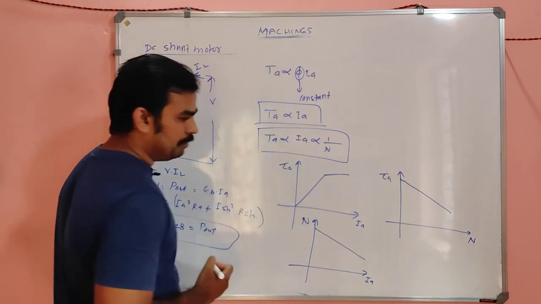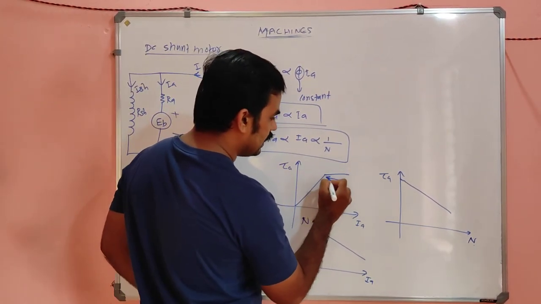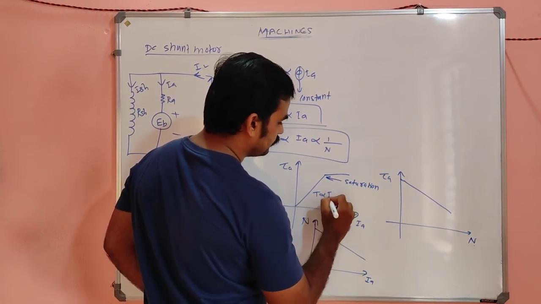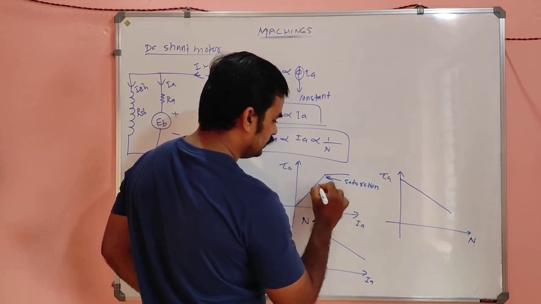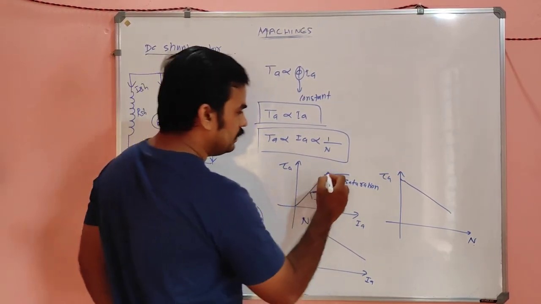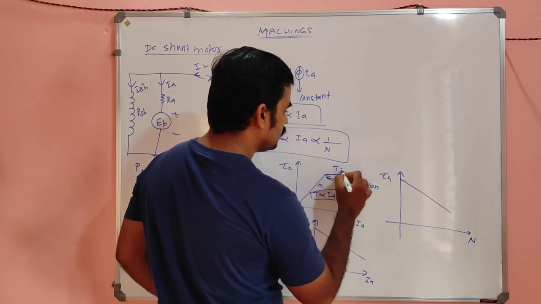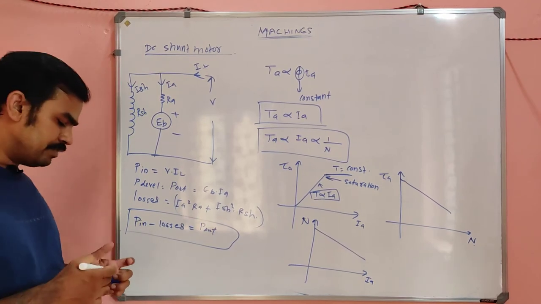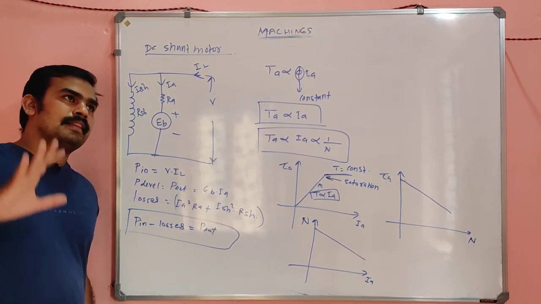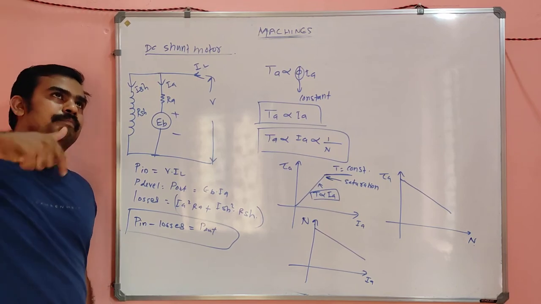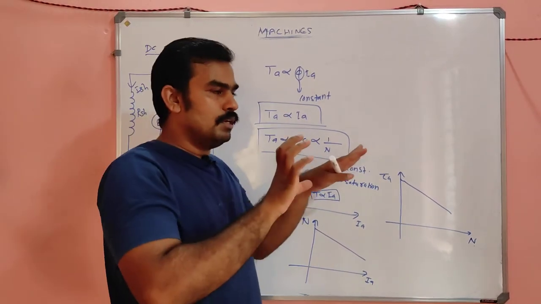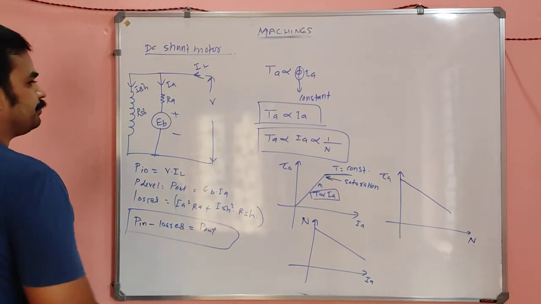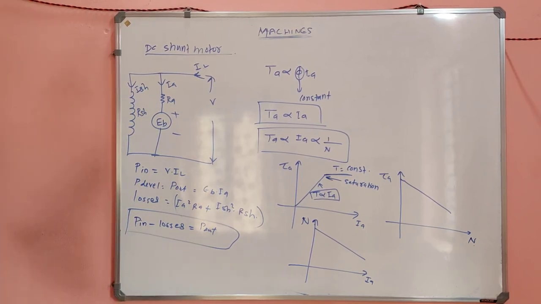Actually, the shape will be like this because this is after saturation. In this region, T is proportional to IA, and in this region torque will be almost constant. The graphs are very easy if you know the relationship. You have to imagine what happens when the load increases, when you apply mechanical difficulties. Okay, that's all. Is it clear, my dear?